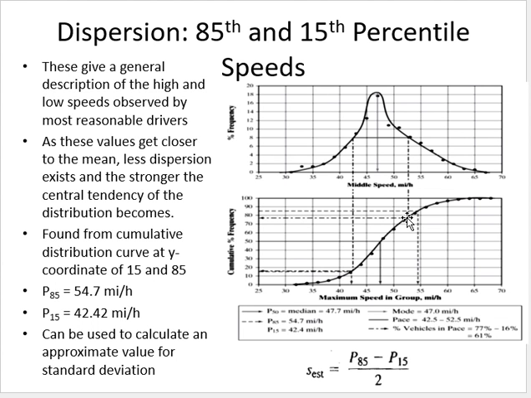Okay, so we have done 4 measures of central tendency and 3 statistics for dispersion. The 4 statistics of central tendency: mean, median, mode, and pace. The 3 statistics for dispersion: standard deviation, percentage of drivers in the pace, and the 85th and the 15th percentile. So the standard deviation was the value, then the other one is the percentage, and then this one is the range. Okay, so we have all these 3 things covered.